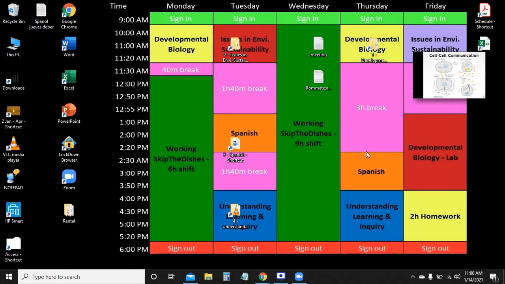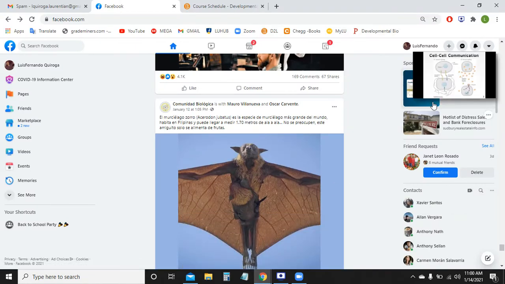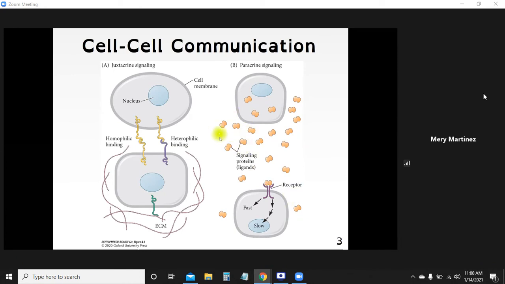Here they need to be together. In here they can communicate across a little long distance through the secretion of proteins into the extracellular matrix. So here we have the signaling proteins that will act as a ligand. This cell here is producing the signaling molecules that will be used by this other cell that is at a certain distance from one another. And this cell has specific receptors for this specific molecule.